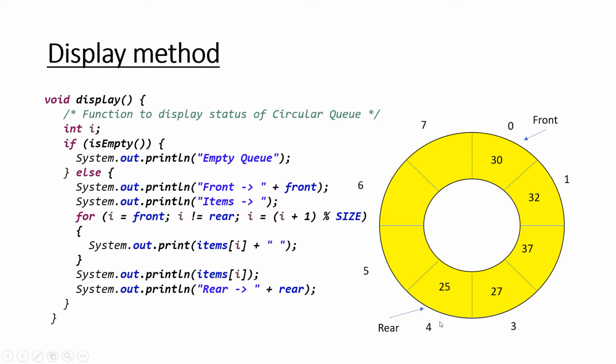Now suppose I'm at position 3 and my rear is pointing to position 2. So if we do i plus plus, these things will not work. So I'll suggest you go through this particular operator and see how it is used. This for loop will be used to display the elements of that particular circular queue. So now let's go into Eclipse and see how these things are executed one by one. So let's move into Eclipse.